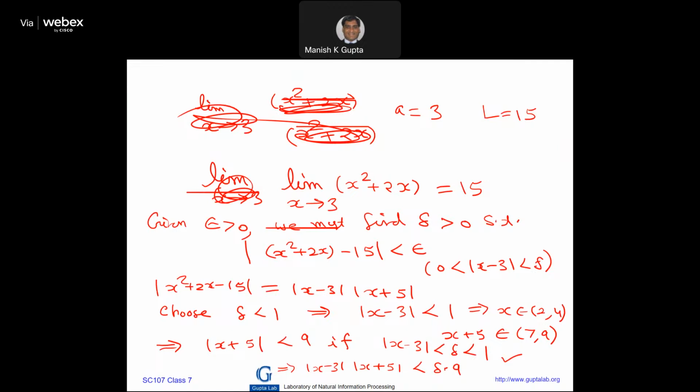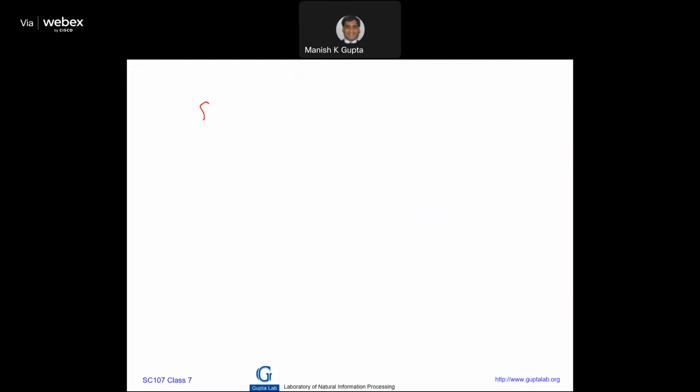No, I'm saying that we are just estimating. So mod of x minus 3 is what? You can just estimate, right? This whole thing is this and the other thing is that. So now I have to choose the appropriate delta, because the whole thing should be less than epsilon. If I take delta to be the minimum of 1 comma epsilon by 9.